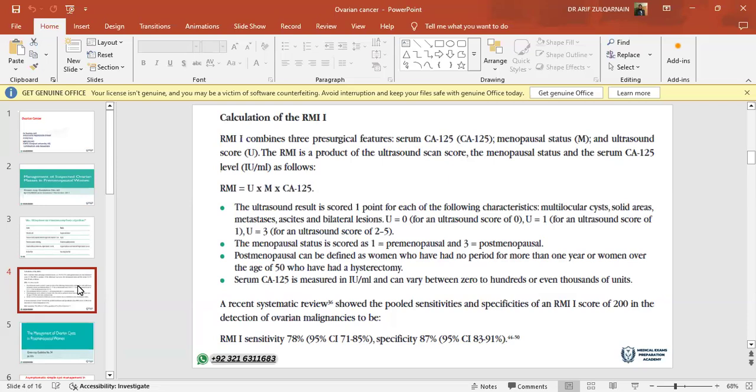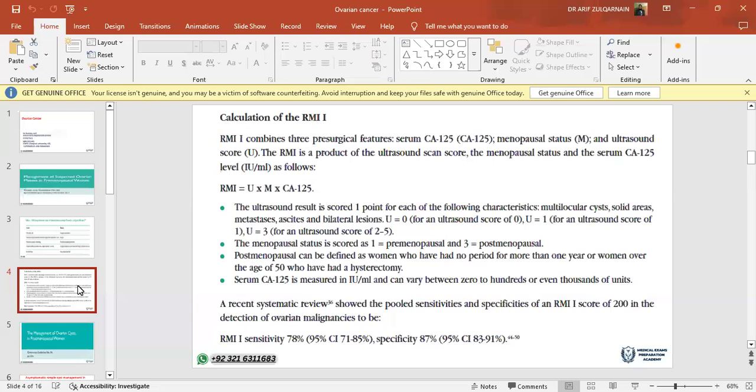Okay. And the menopausal status score is 1 if the patient is premenopausal, and the score is 3 if the patient is postmenopausal. And postmenopausal can be defined as women who have had no period for more than 1 year, or women over the age of 50 who have had a hysterectomy. Okay. This is the definition of premenopausal and postmenopausal.